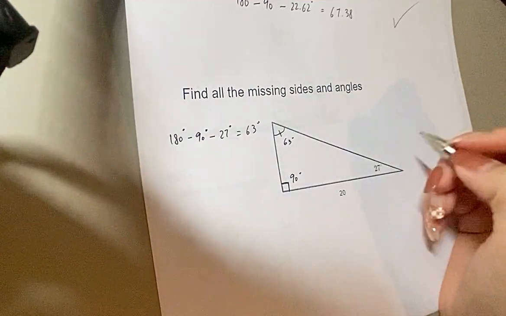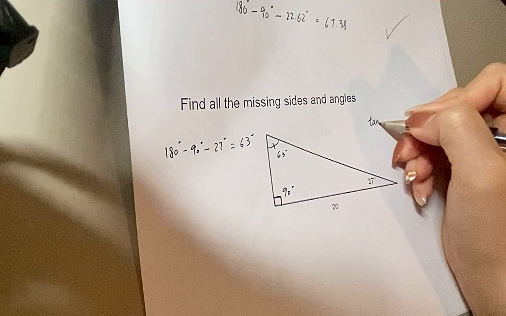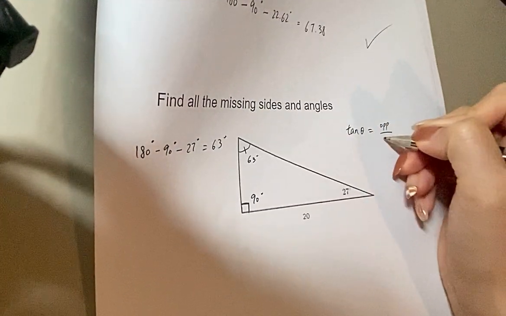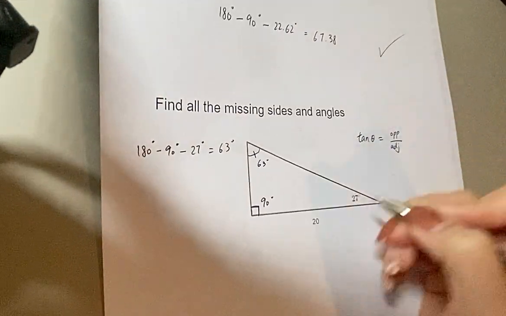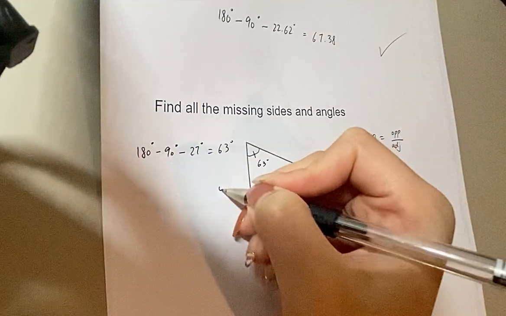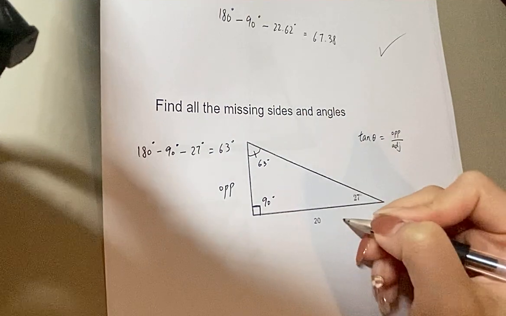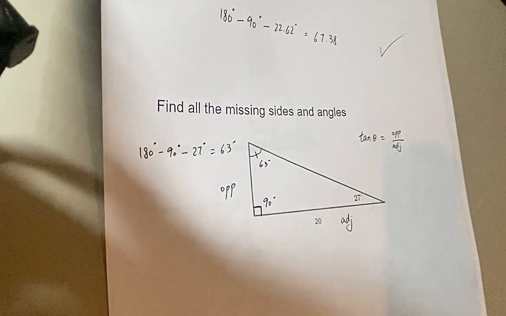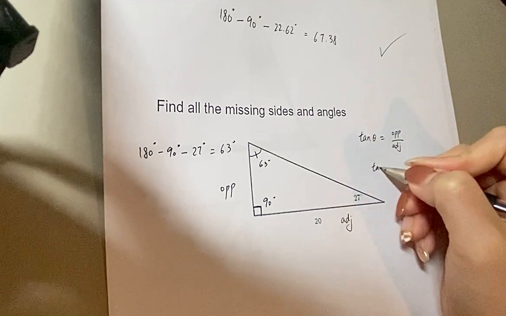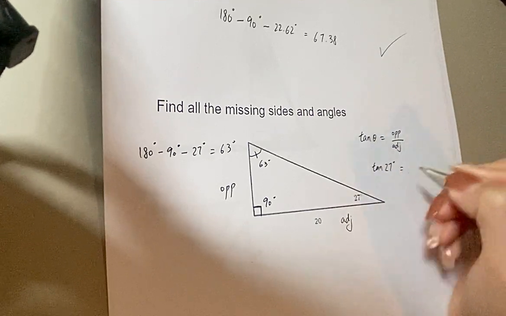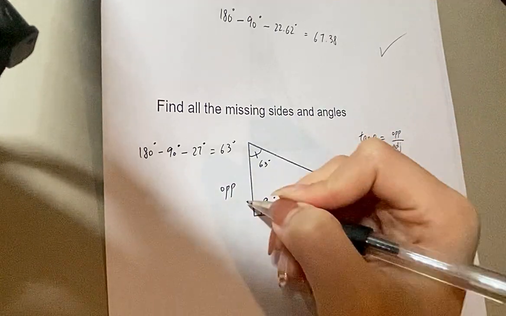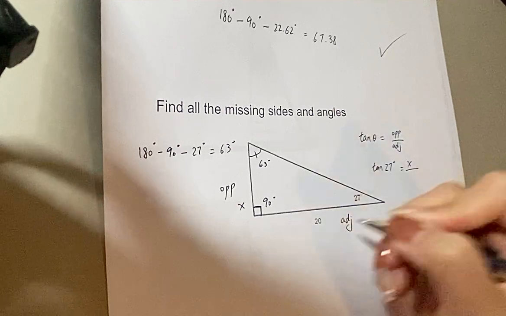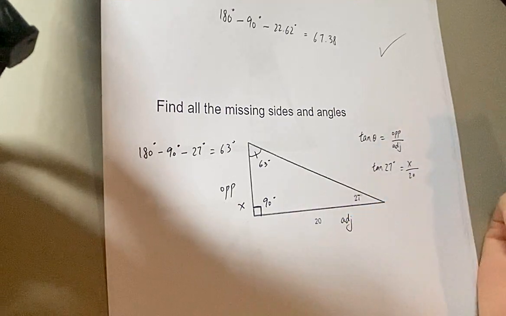So we know that tangent of any angle equals opposite over adjacent. And if we know this angle, this side is the opposite side, and this side is the adjacent side. So we can label it as tangent of 27 degrees equals opposite, which is unknown. Put it as x. So x over 20, the adjacent side.